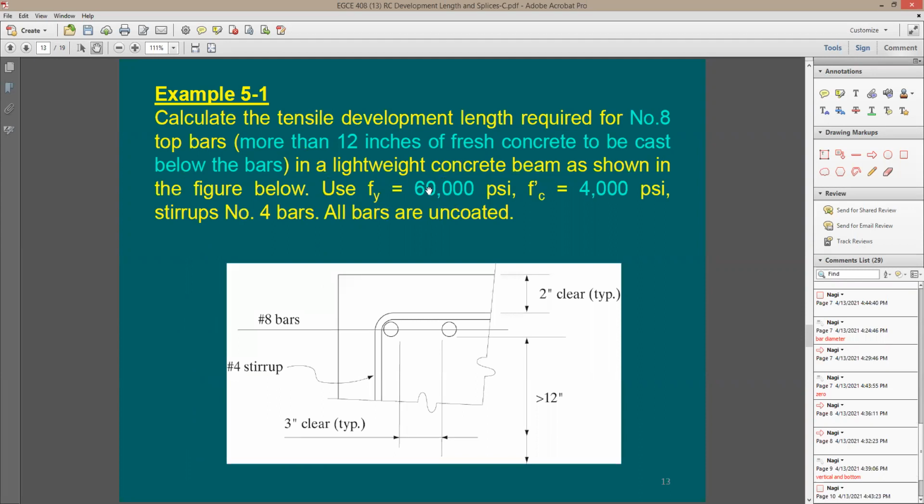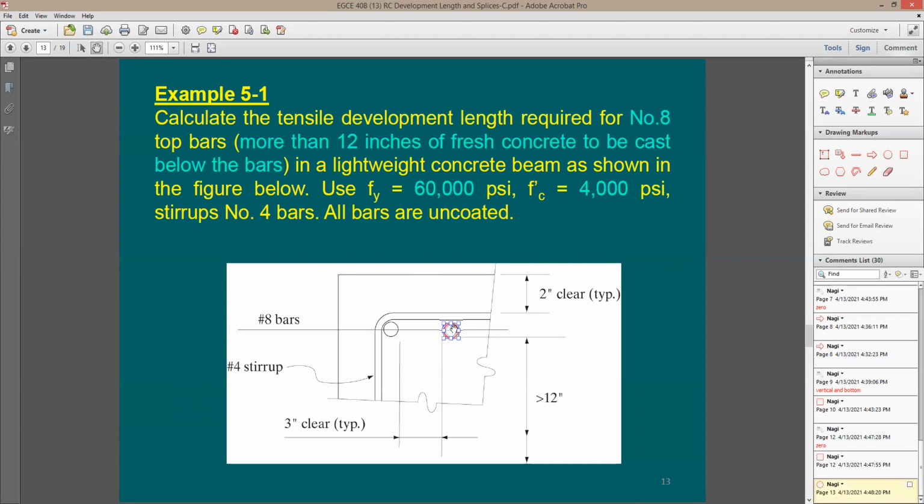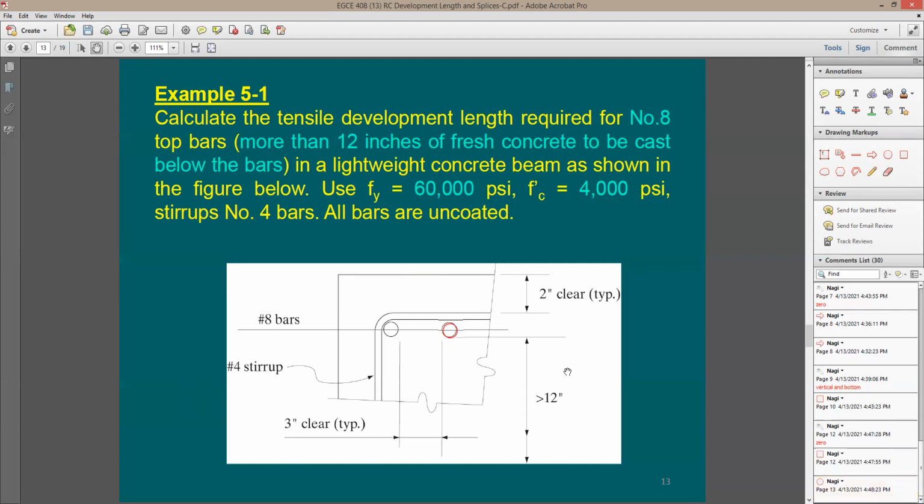We have one good example. It's about development length. And it says here, calculate the tensile development length required for number 8 rebar. Which number 8? I'm going to say this is going to be the number 8 rebar that we're interested in. More than 12 inches of fresh concrete to be cast below the rebar. You see this more than 12 inches? What does it mean by that? What's the conclusion?